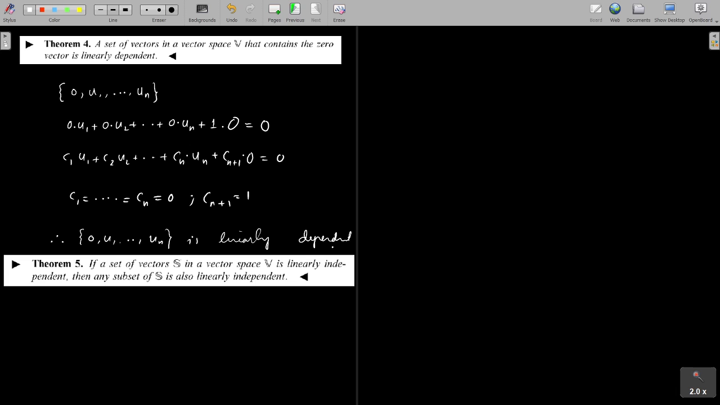This proves theorem 4. Now we have theorem 5. If a set of vectors S in a vector space V is linearly independent, then any subset of S is also linearly independent. That means a subset of a linearly independent set is linearly independent. So we start with a set S consisting of linearly independent vectors of V, say u1, u2, etcetera, uk. This is a set of all linearly independent vectors.